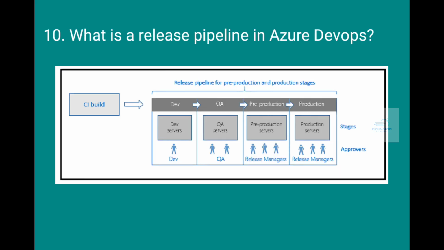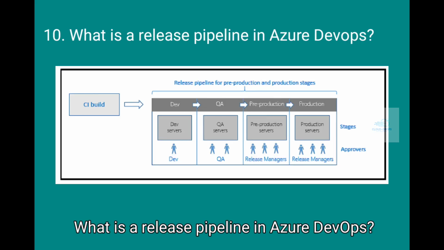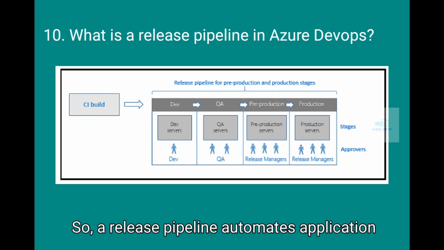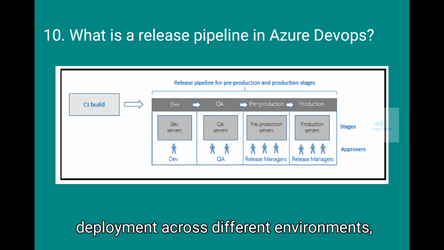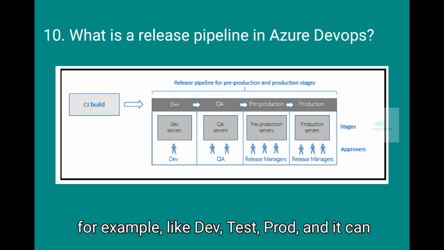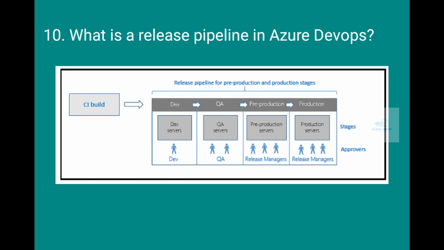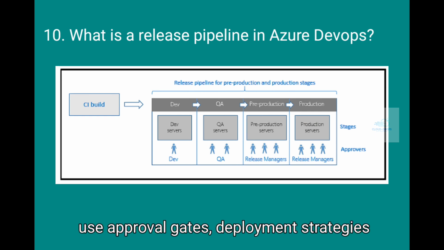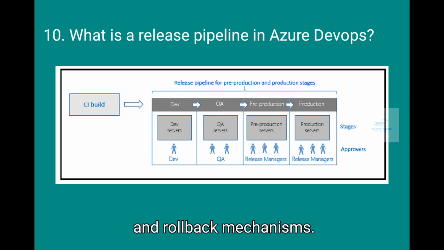Next one, what is a release pipeline in Azure DevOps? So a release pipeline automates application deployment across different environments, for example dev, test, prod, and it can use approval gates, deployment strategies, and rollback mechanisms.